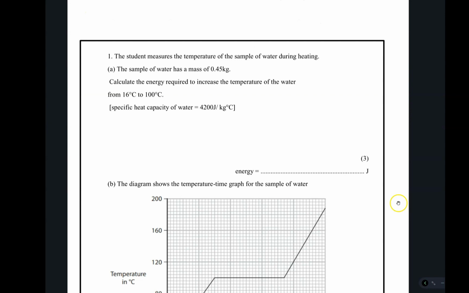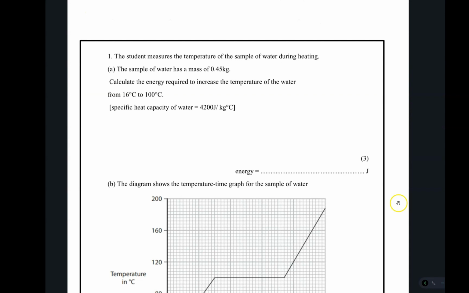You are told that the student measures the temperature of the sample of water during heating. The sample of water has a mass of 0.45 kg. Calculate the energy to increase the temperature of water from 16 degrees Celsius to 100 degrees Celsius. When you are given a question like this, you must be provided with the specific heat capacity. In this case, the specific heat capacity is 4,200 joules per kg per degree Celsius.